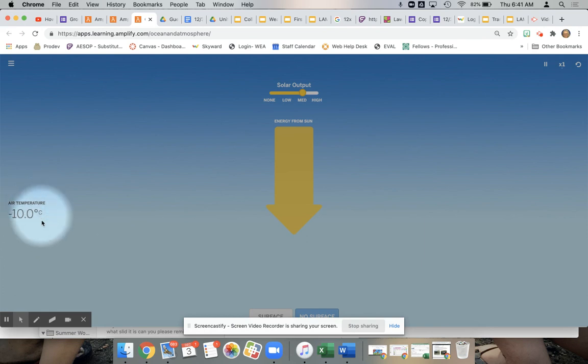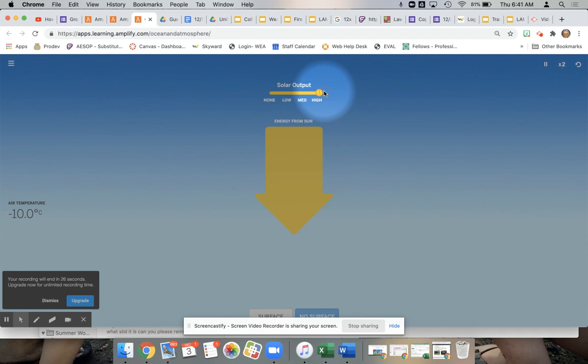So here our air temperature is negative 10 degrees. The simulation is already playing. I can pause the simulation, play the simulation. I'm going to speed up the simulation. I'm going to do maximum solar energy. What is happening to our air temperature?